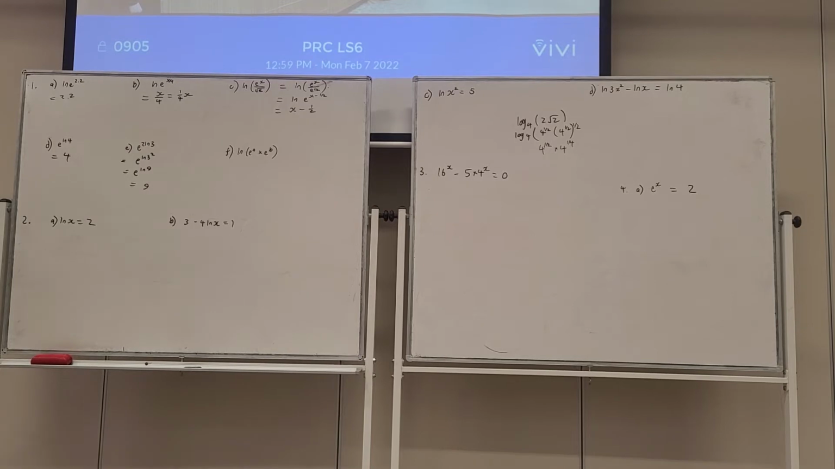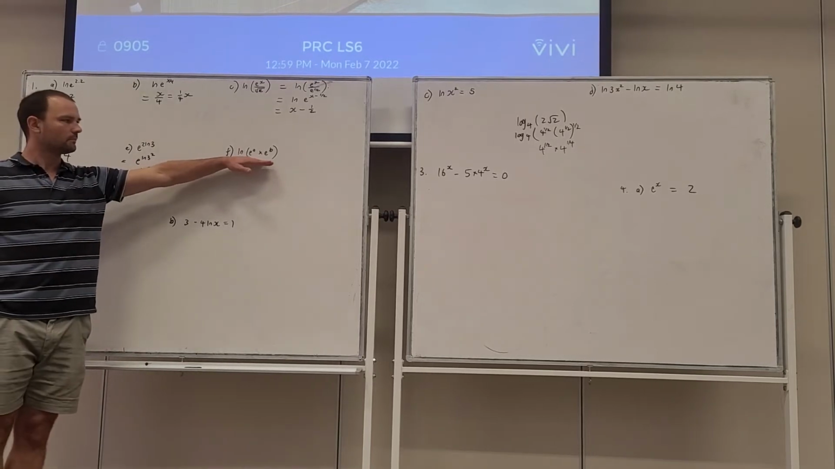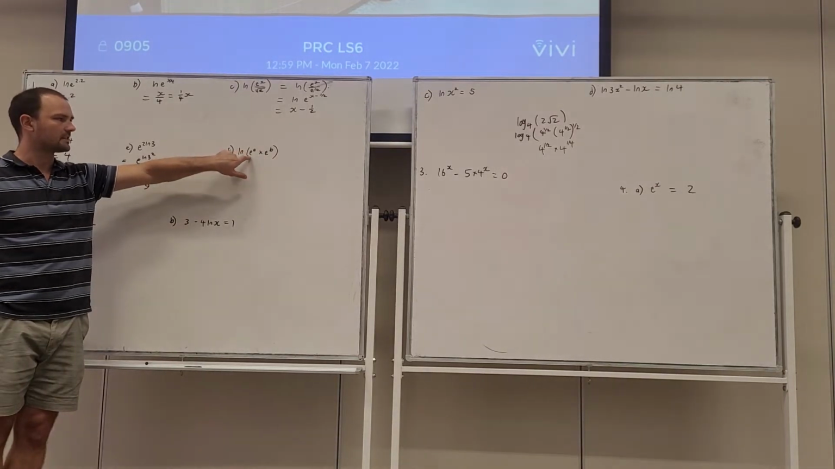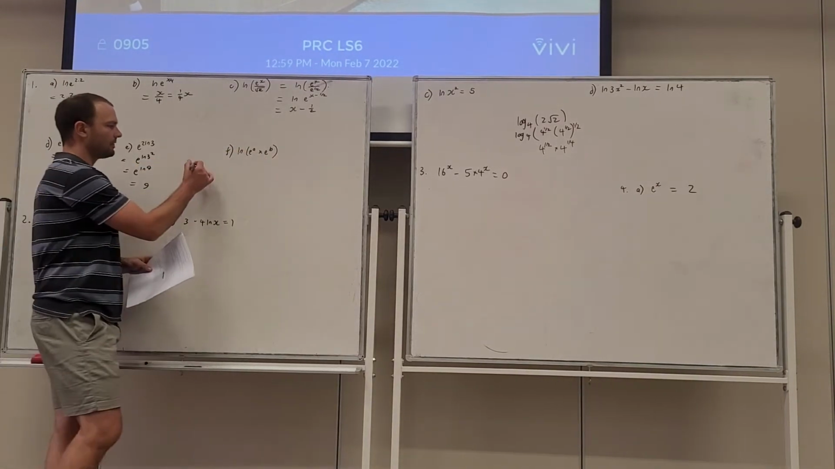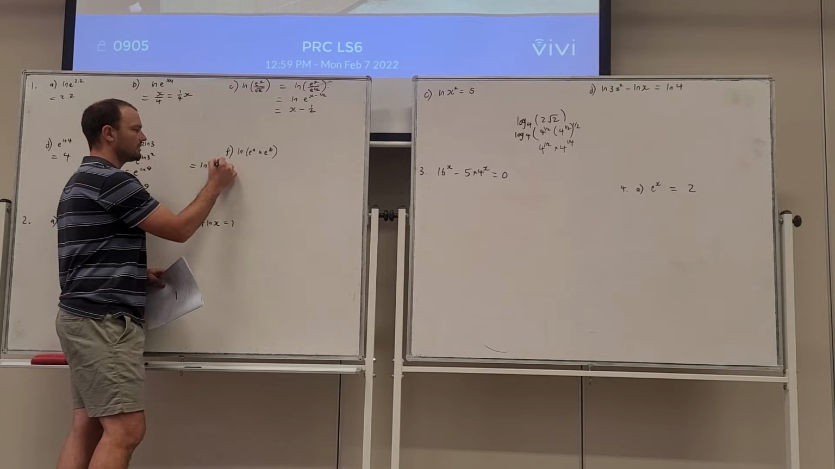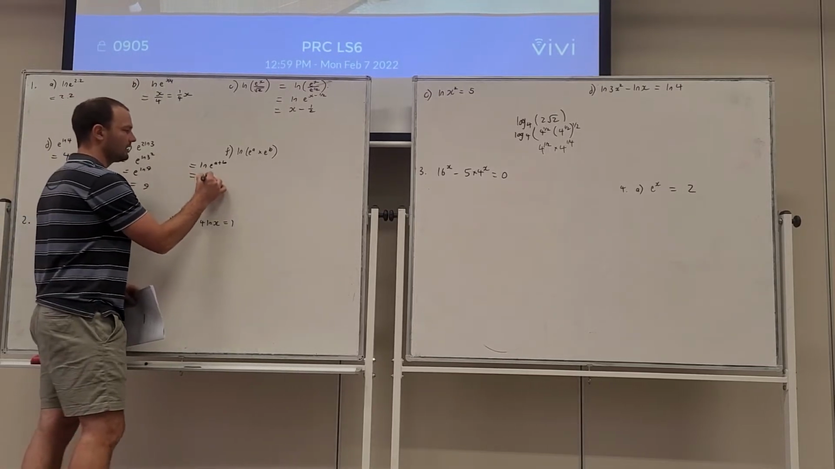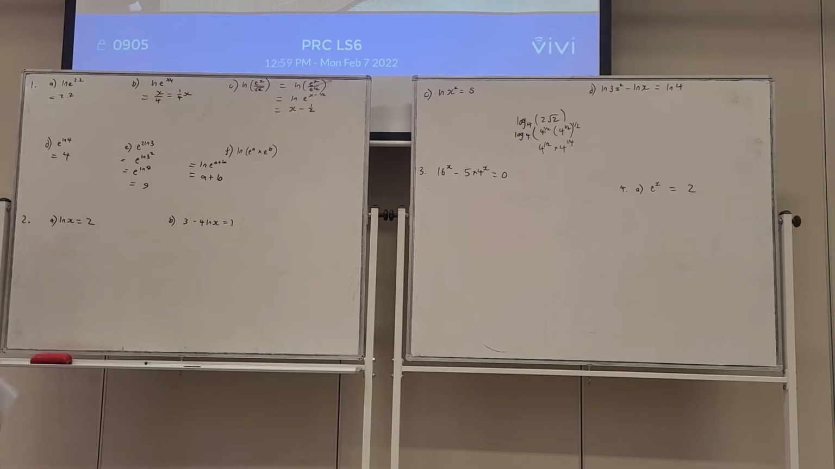Okay, before we can process this one, we need to add the powers together. They have the same base, so we could write this as e to the a plus b. Right, same base, so we can add those powers together. And now we've expressed it as a single power of e, so it simplifies to a plus b.